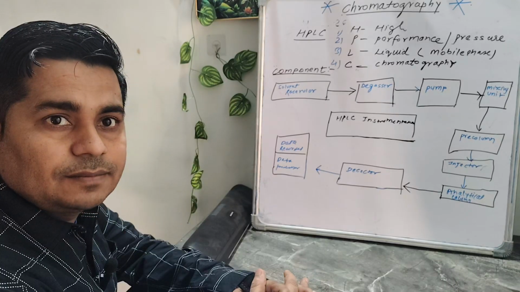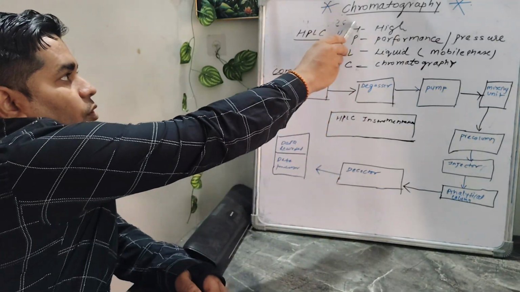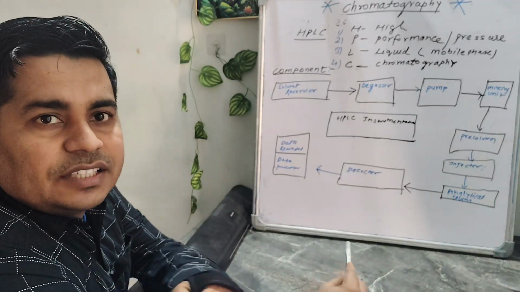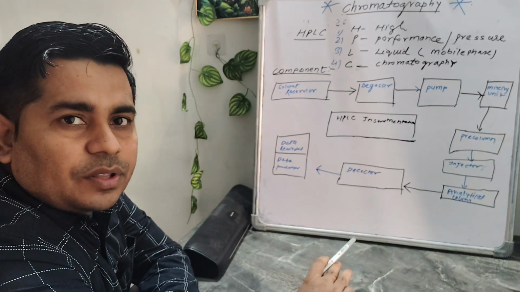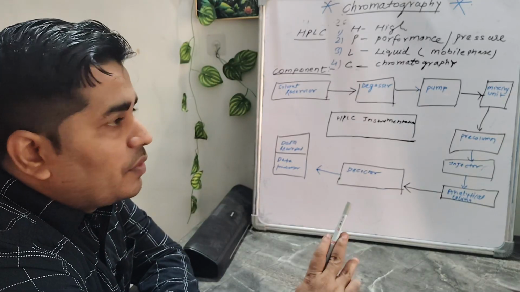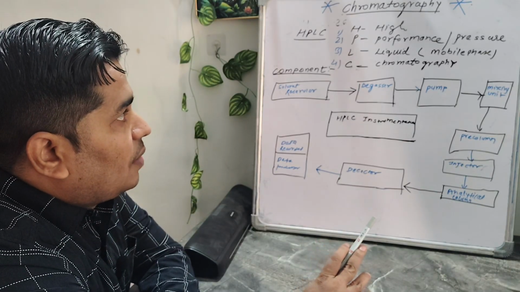the HPLC. HPLC stands for high, H for high, P for performance, L for liquid, and C for chromatography.